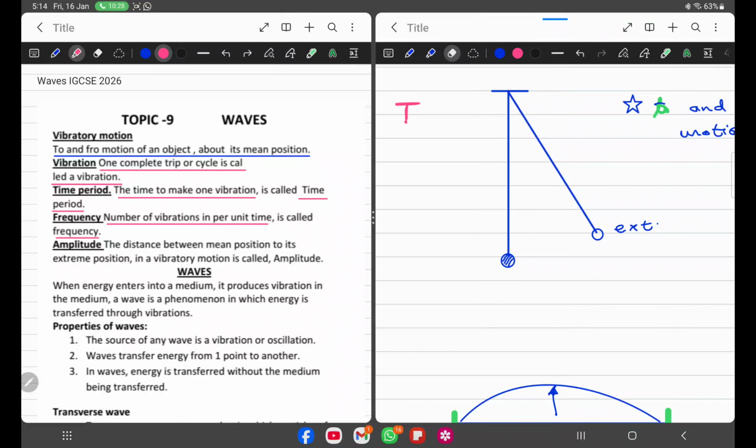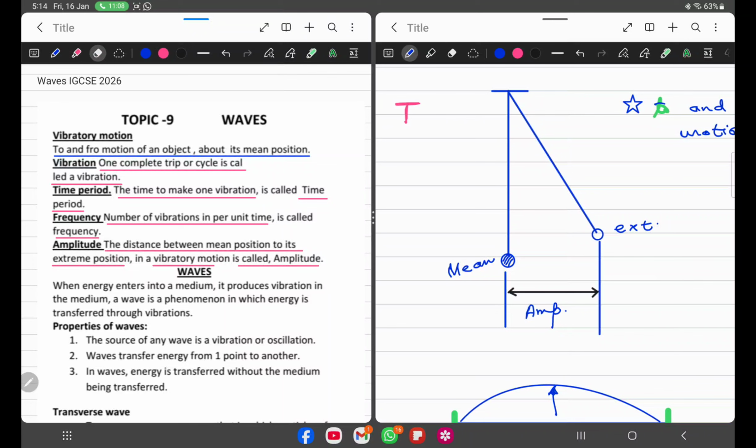So the next heading is amplitude. Sir, what is amplitude? This is the mean position, this is the extreme position. The separation between the mean position and the extreme position is called amplitude. So the distance between the mean position and its extreme position during a vibratory motion is called amplitude.